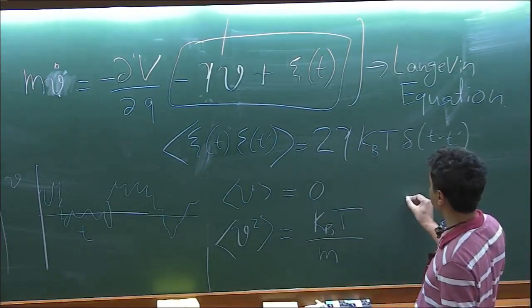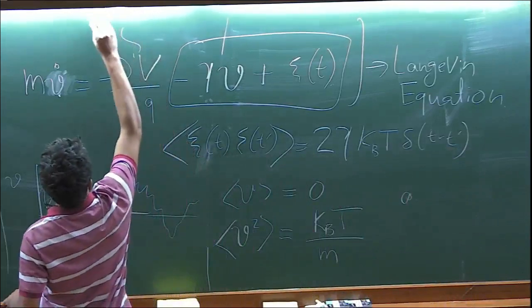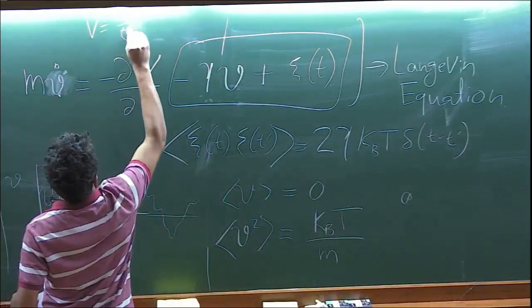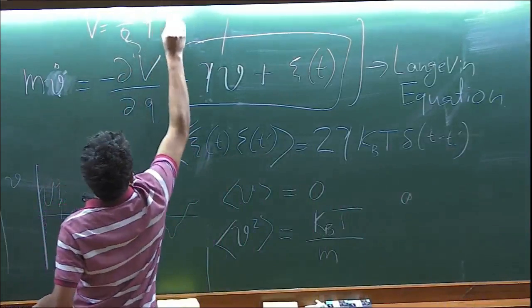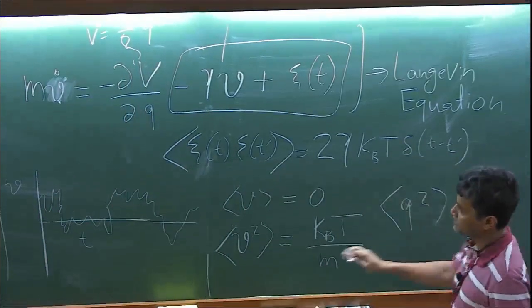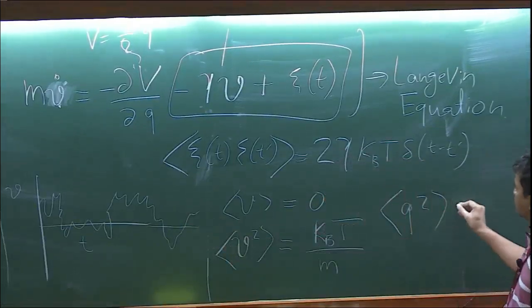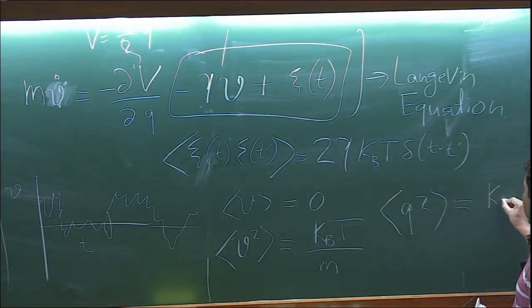Similarly, if you look at the position, let's say this is a harmonic trap, so V is equal to half K Q square. Then as a function of time, Q will look like a stochastic trajectory. But if you take the average, you'll find that Q square is equal to k_B T by the spring constant. So this dynamics ensures that the system reaches thermal equilibrium.